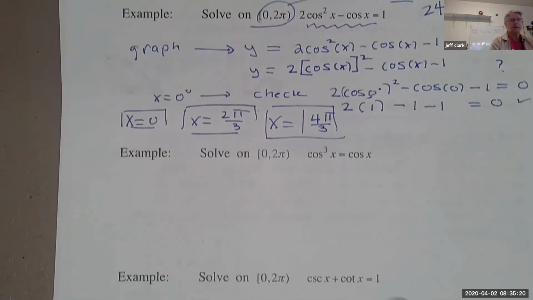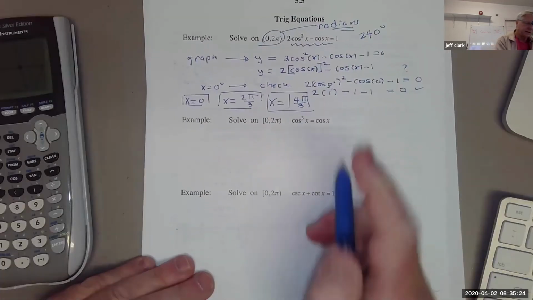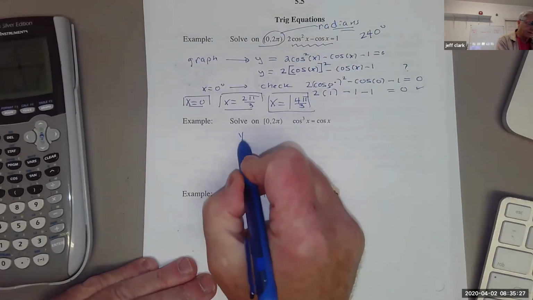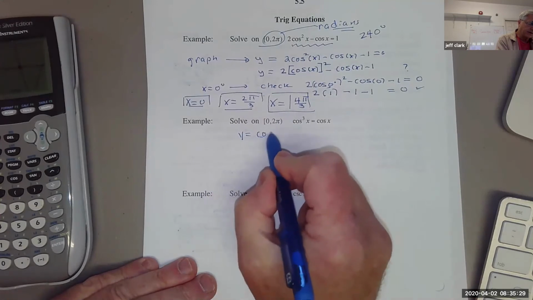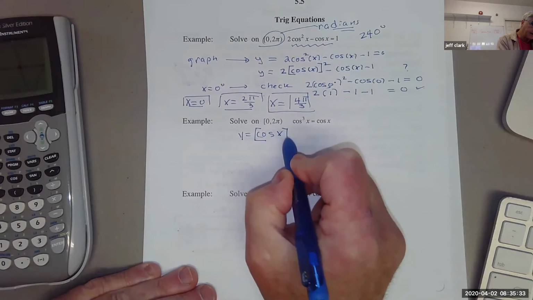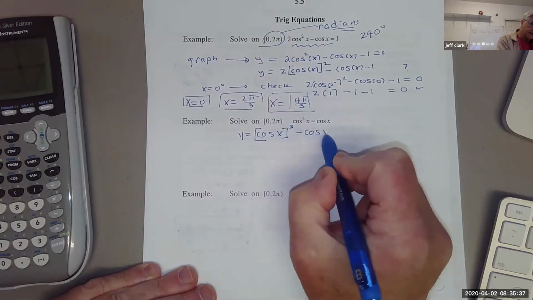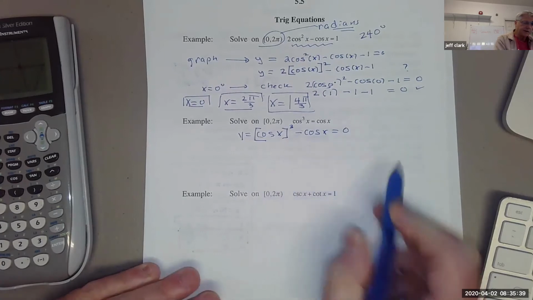Okay, next one. All right, this one here, we're gonna go y equals cosine x cubed minus cosine of x is equal to 0. So two things.